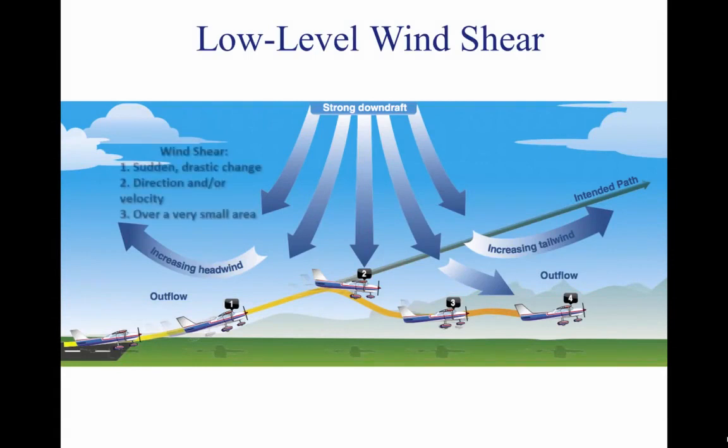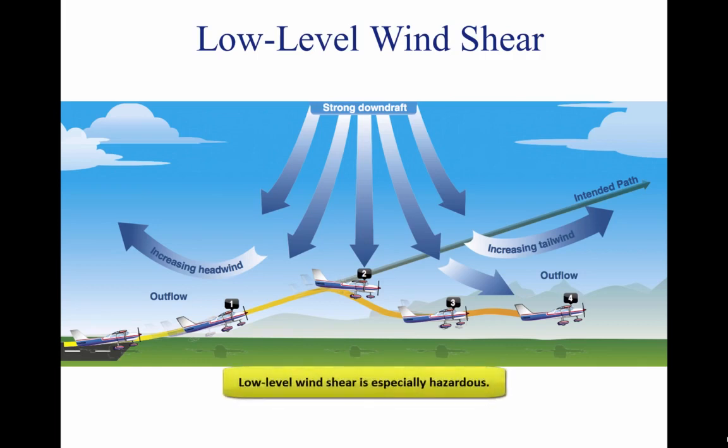Wind shear is a sudden, drastic change in wind speed and/or direction over a very small area. Wind shear can subject an aircraft to violent updrafts and downdrafts, as well as abrupt changes to the horizontal movement of the aircraft. While wind shear can occur at any altitude, low-level wind shear is especially hazardous due to the proximity of an aircraft to the ground.